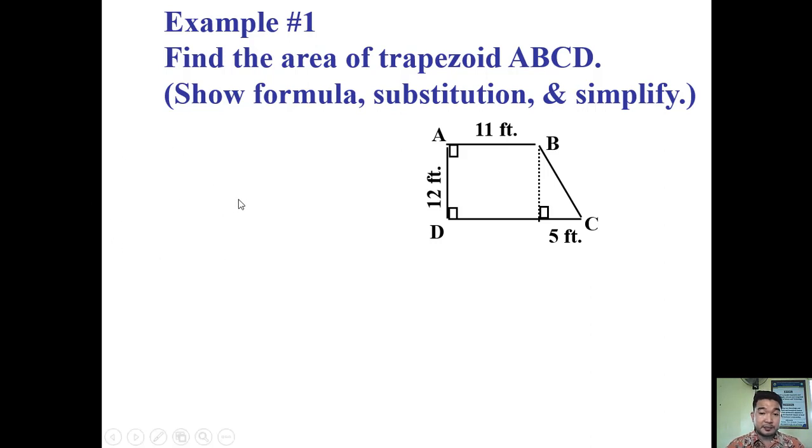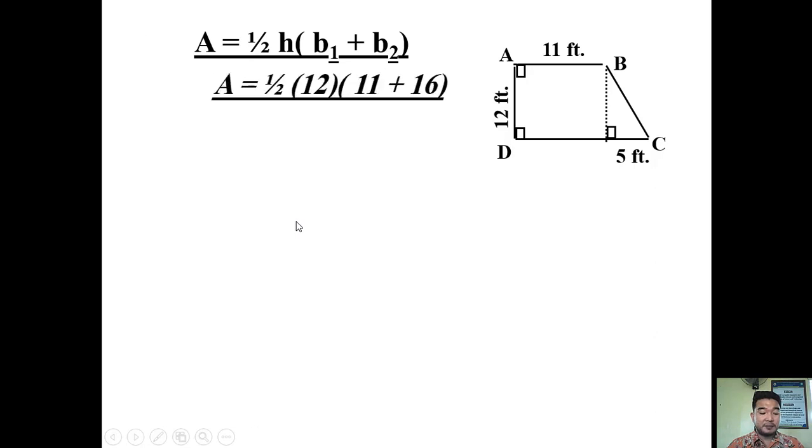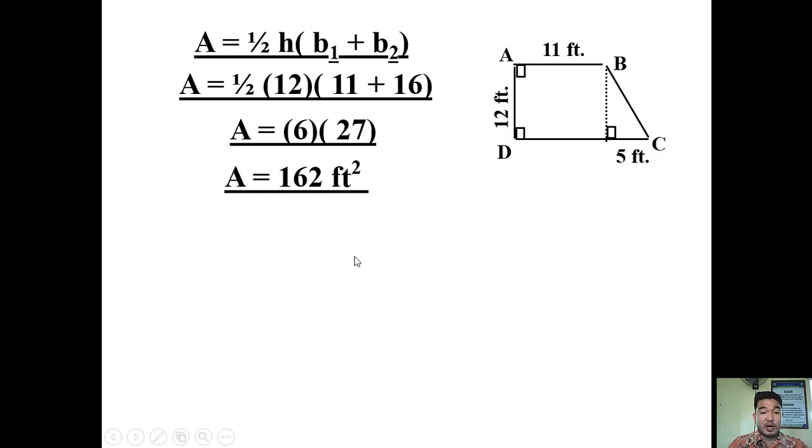Let's try. So you will have this formula, and then by substitution we will have 1/2 times 12 times the quantity of 11 plus 16. Then simplifying it further, take note that 1/2 of 12 is 6, then 11 plus 16 is equal to 27. Then we multiply 6 by 27, you will have an area of 162 square feet.